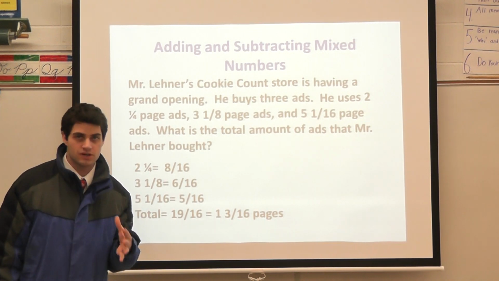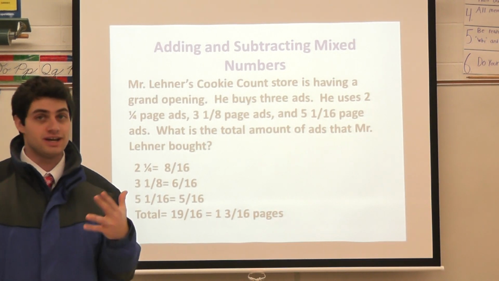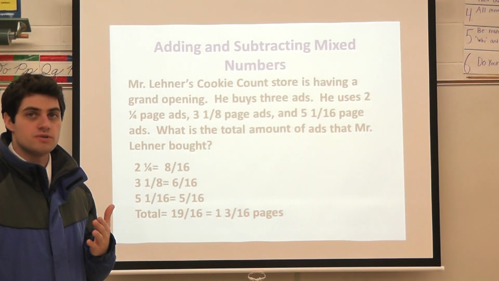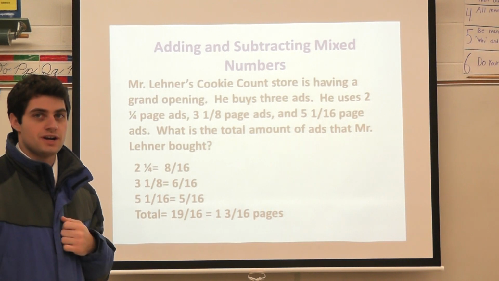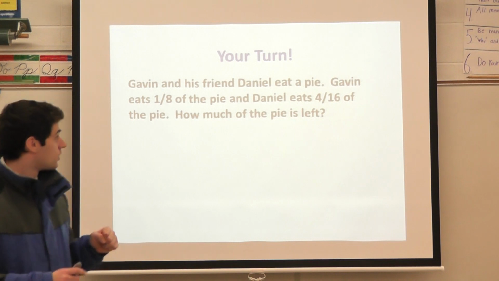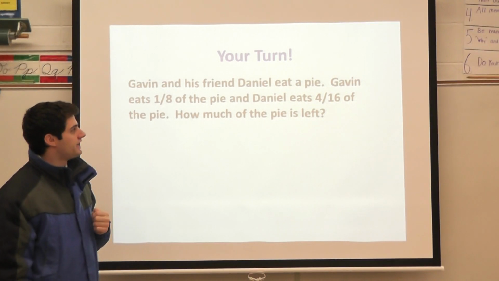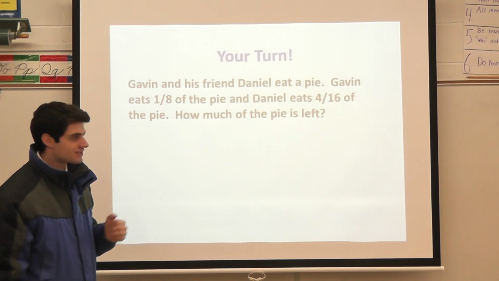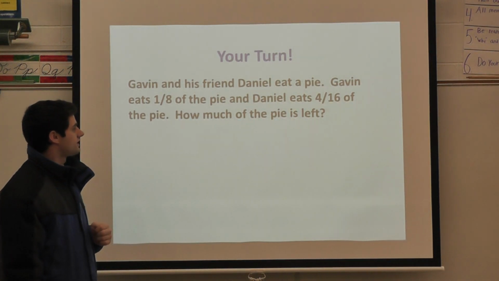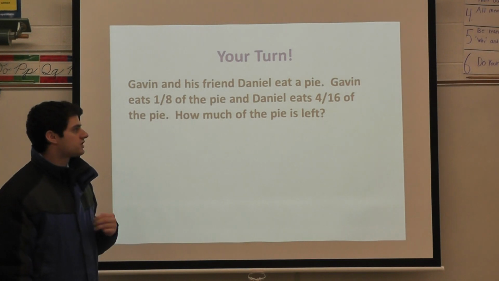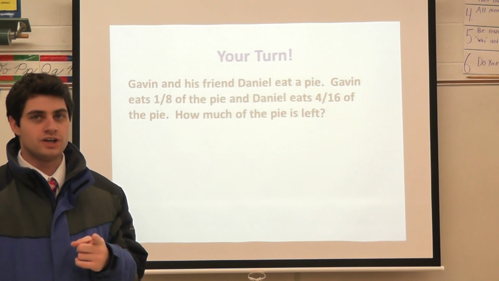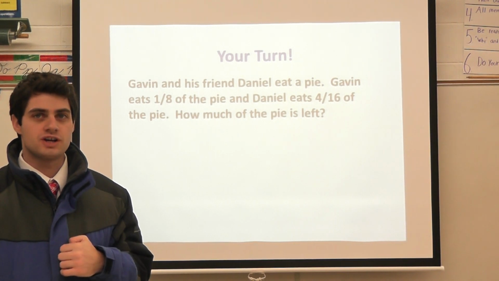Again, I took my mixed numbers, I added them together, I made common denominators in there to make my life a little bit easier when adding these mixed numbers together. You know what's coming up. It's now your turn. Here is a problem I'd like you guys to solve at home. Gavin and his friend Daniel eat a pie. I know, food, delicious. Gavin eats 1/8 of the pie, and Daniel eats 4/16 of the pie. How much pie is left? Go ahead and make sure you got your pencil, get that paper ready to go, pause that video, and we'll see what you come up with.